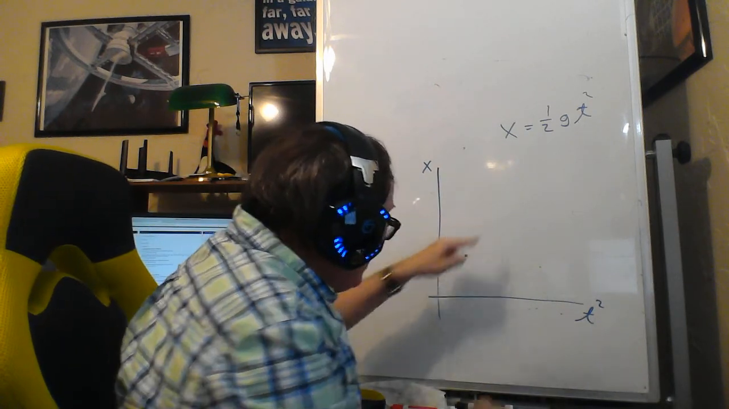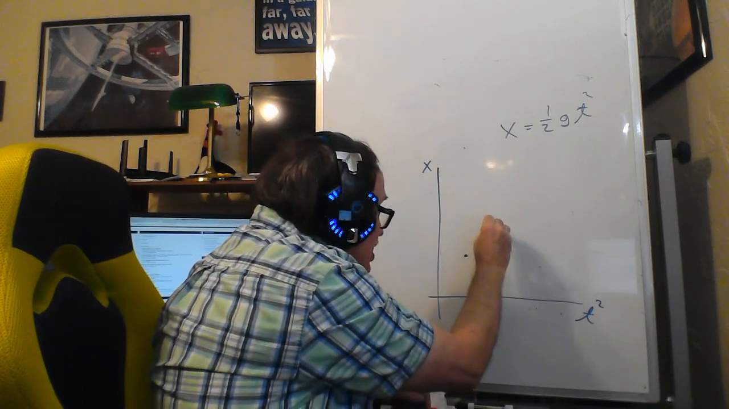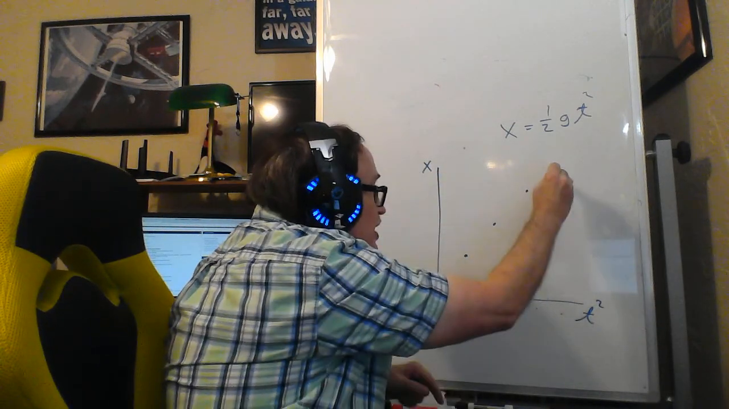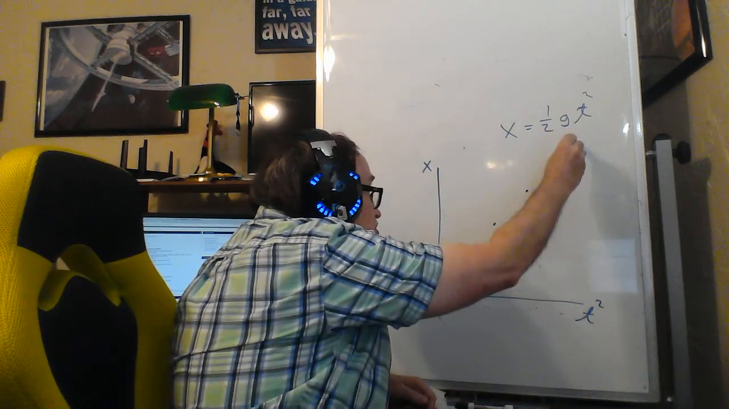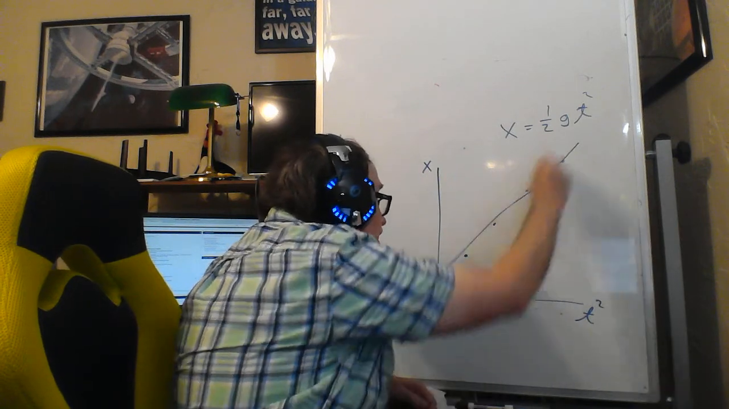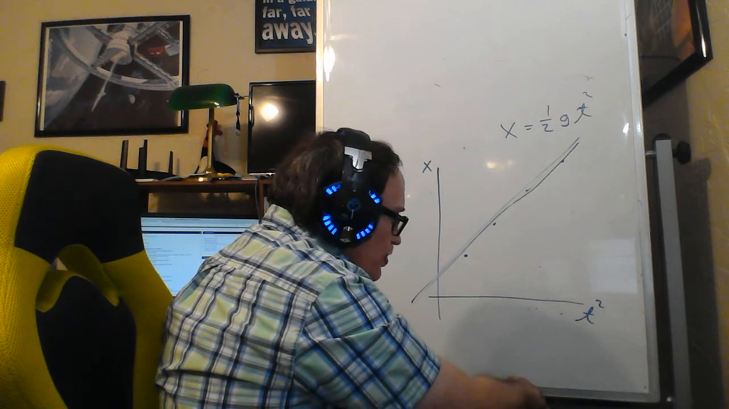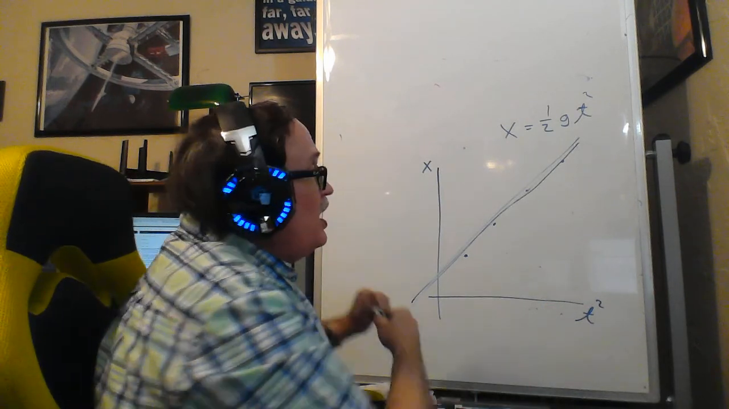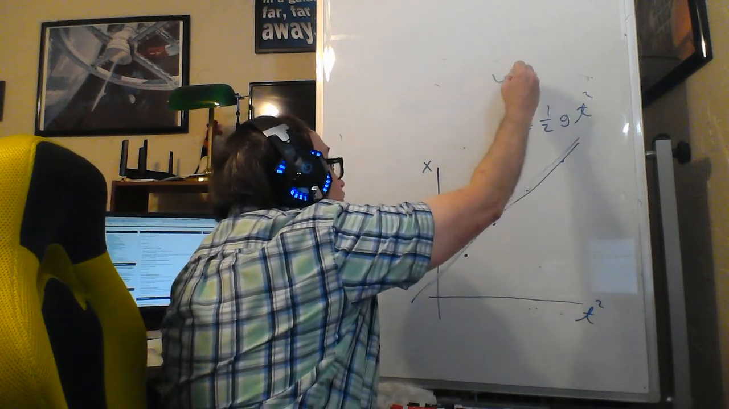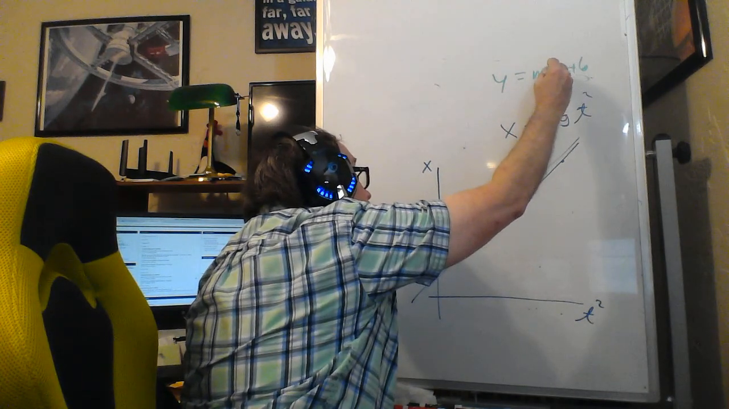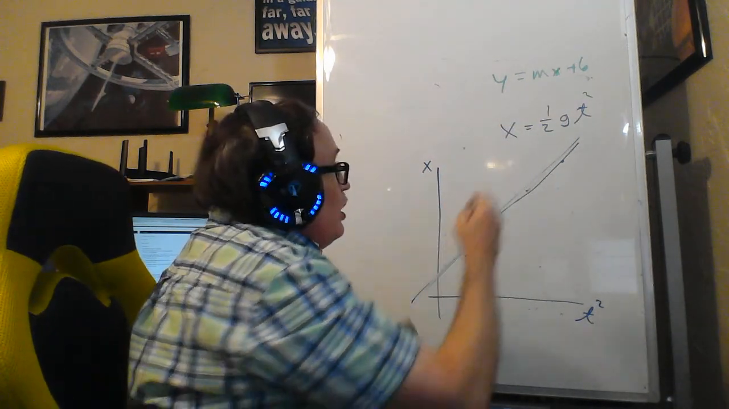So for that height, it's going to be this time, square the time, it's going to be there. For a different height, it's going to be there. For a different height, it's going to be there. What happens is this traces out a line here. Now, you know the equation of a line, y equals mx plus b.